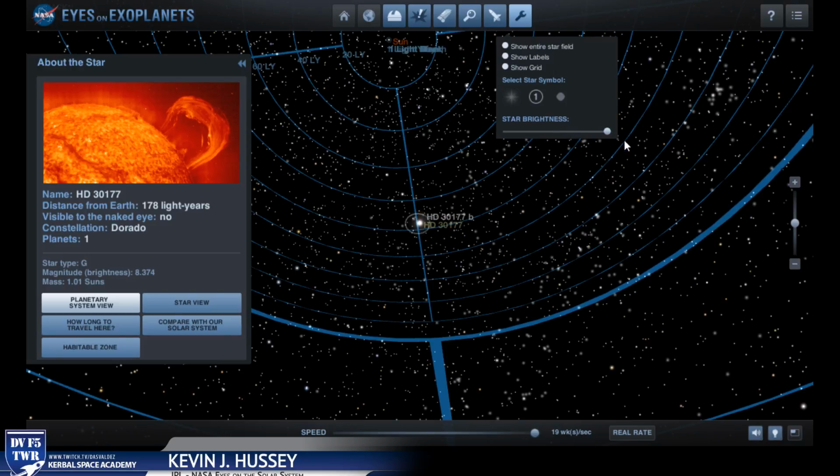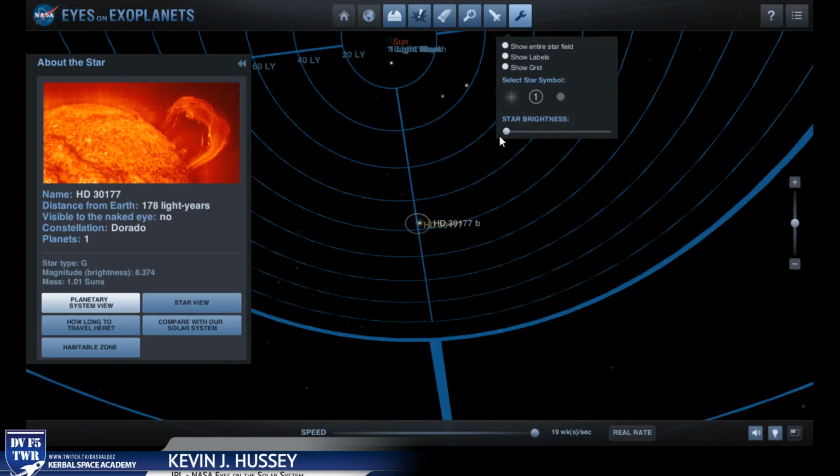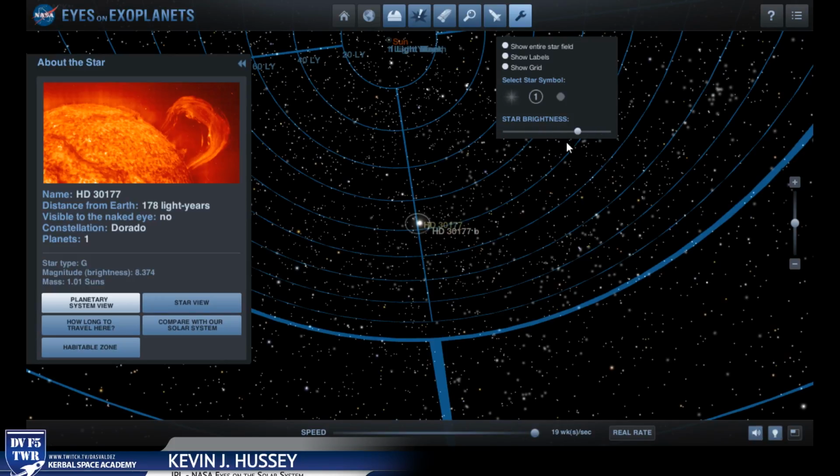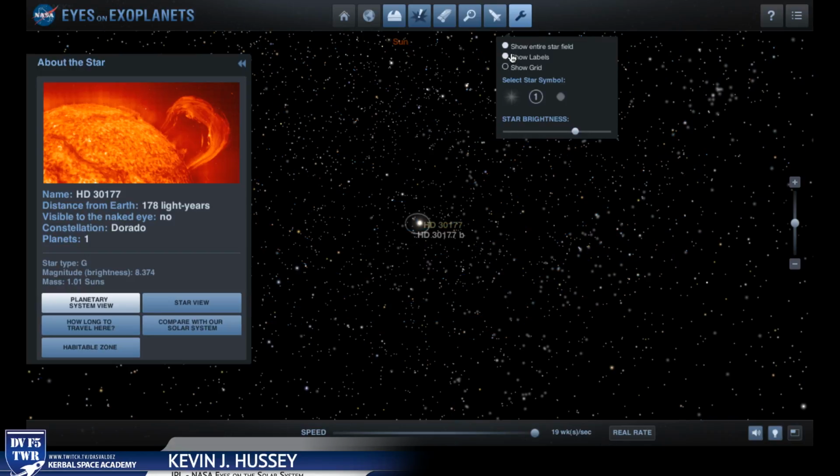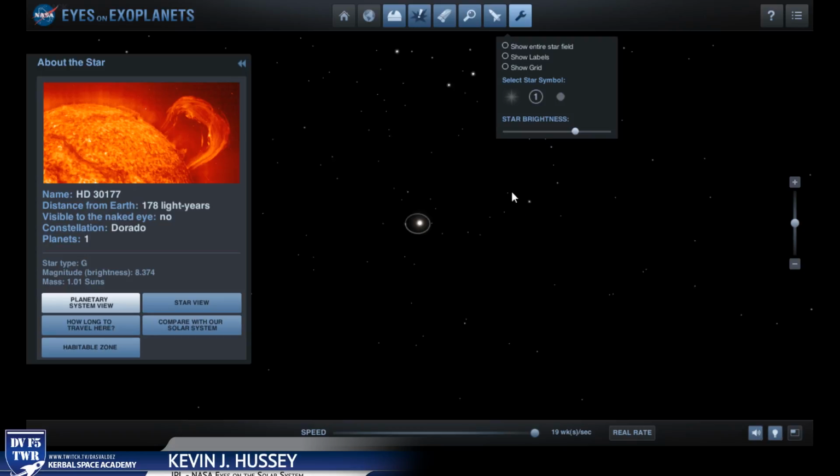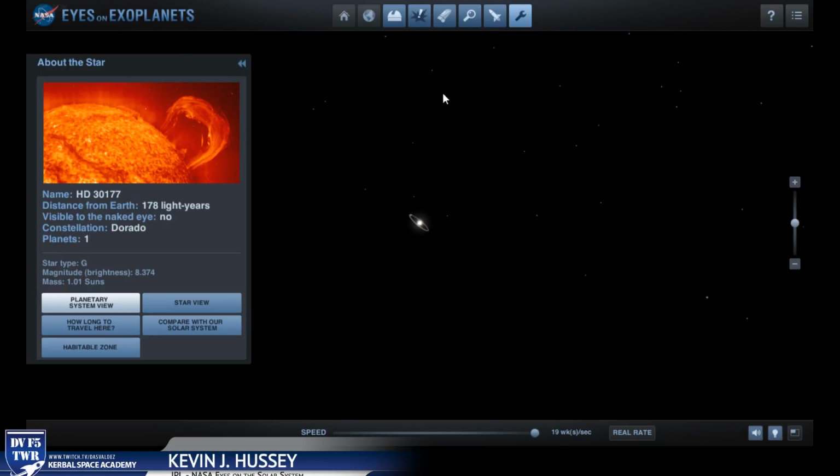So you can turn them up or down, if they're blocked. So you can actually turn them down. So you can show the grid. You can turn on and off labels. Or if you want to turn the star field off, it really turns down a lot of them. So that background.